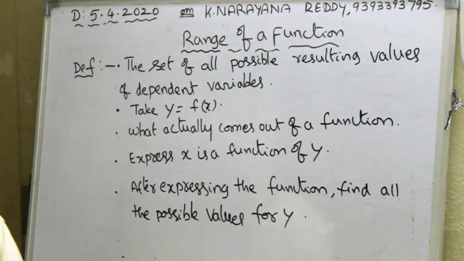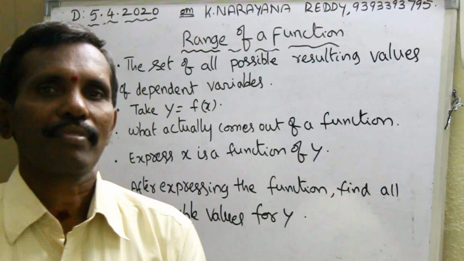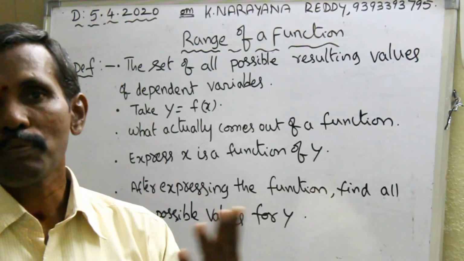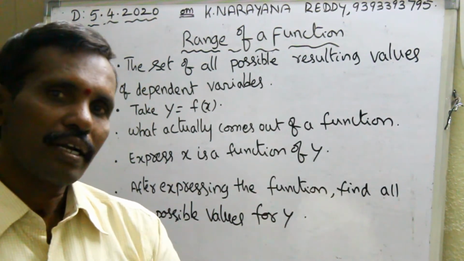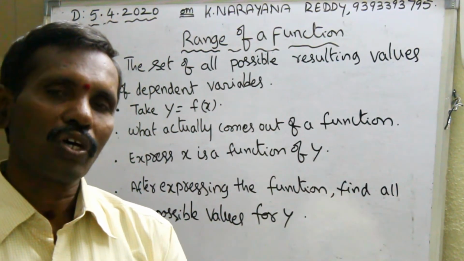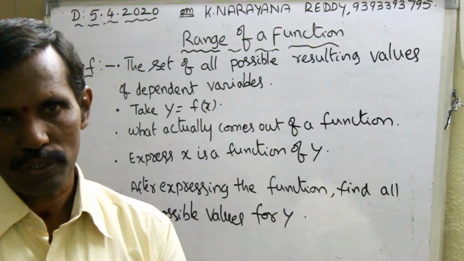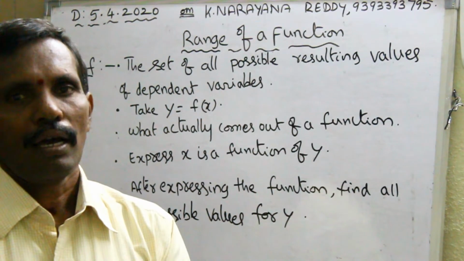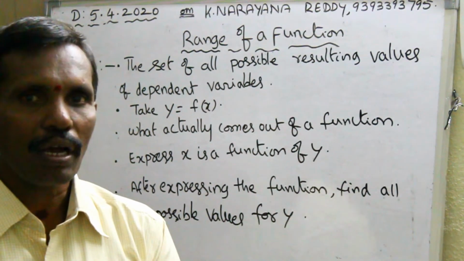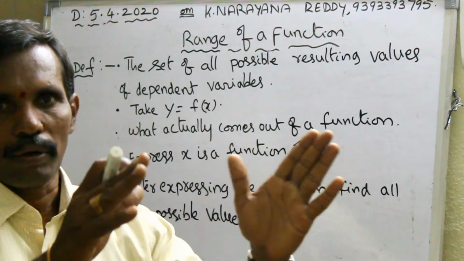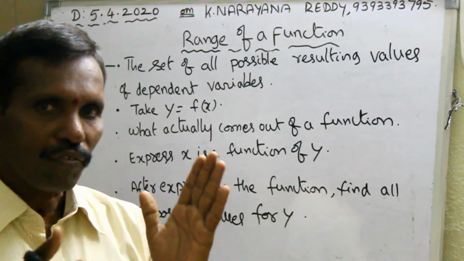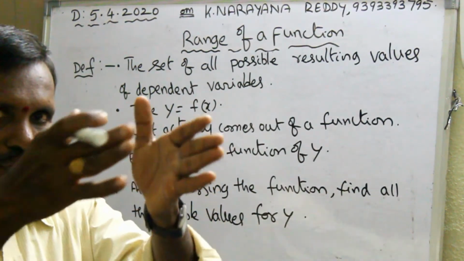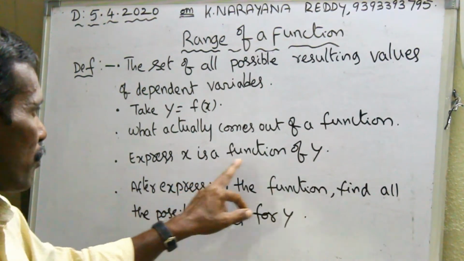So dear friends, range is nothing but output values, resulting values, what actually comes from inputting the values. So range values are dependent values, dependent variables. Domain values are independent values, independent variables. Next step is take y equal to f of x. Whatever is given in the function, that equals y. After that, by simplification, convert that function into x equals some expression in the form of y. x is a function of y.